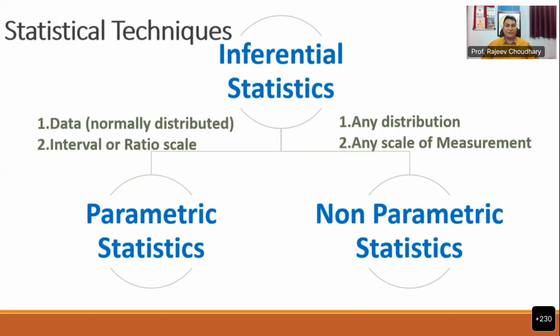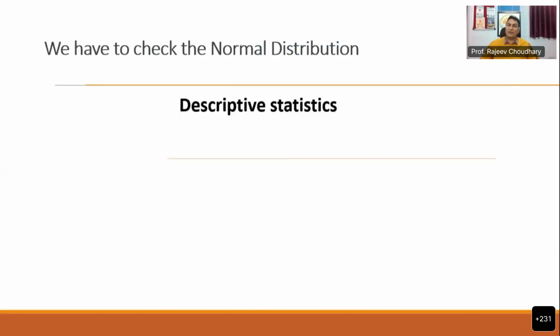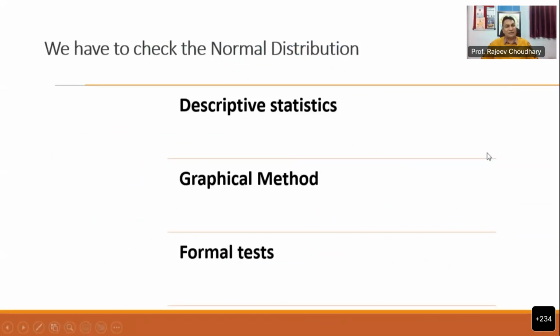Now we will discuss in detail how to test the normal distribution, how to test the normality. We have to check the normal distribution. There are 3 different ways by which we can test the normality. First one is descriptive statistics. Second one is graphical method. Third one is a formal test.